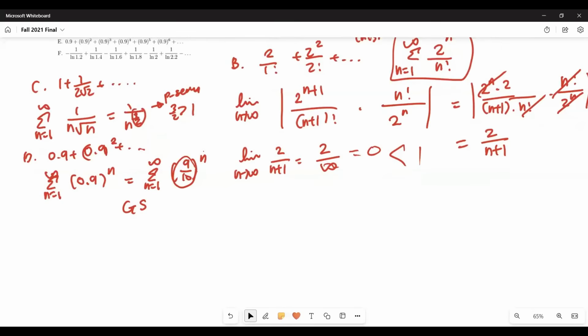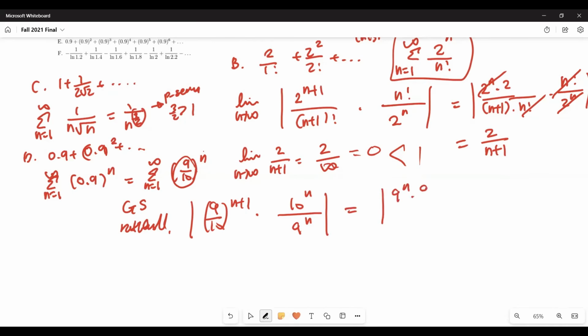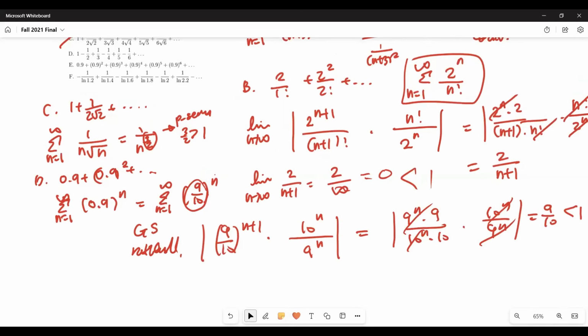It's going to be converging, but you can also use the ratio test to check. So this is going to be 9 over 10 to the n plus 1 power divided by the original, 10 to the n power over 9 to the n power. This becomes 9 to the n times 9 over 10 to the n times 10, times 10 to the n over 9 to the n power. The 9 to the n and 10 to the n cancel out, which becomes 9 over 10, which is less than 1. So this is going to be converging by the ratio test and also the geometric series test. So D is not diverging.